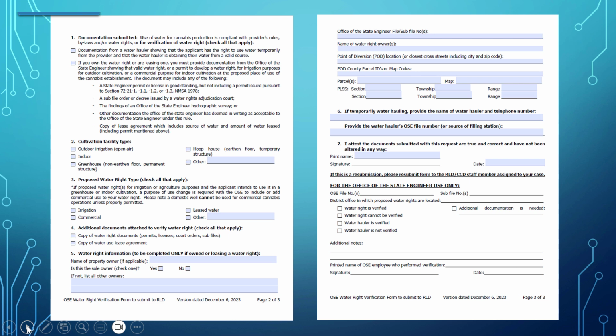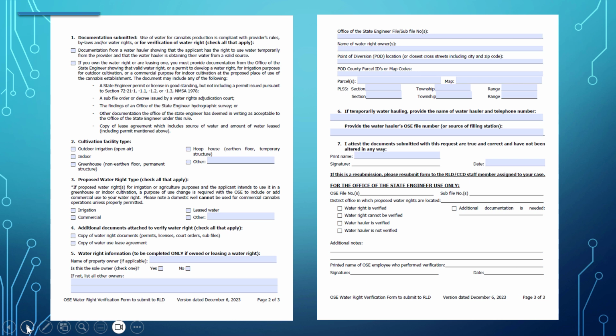Under number 2, we need to know what type of cultivation facility type that you are applying with the CCD. If it's going to be an outdoor irrigation, that means open air, no hoop houses, no covers over it. This is strictly outdoors. Or if it's going to be indoor, we need to know if it's going to be a greenhouse with a non-earthen floor or a permanent structure, or if you're going to be doing hoop houses with an earthen floor or a temporary structure. Or if you have any other type of structure, you may put that under other.